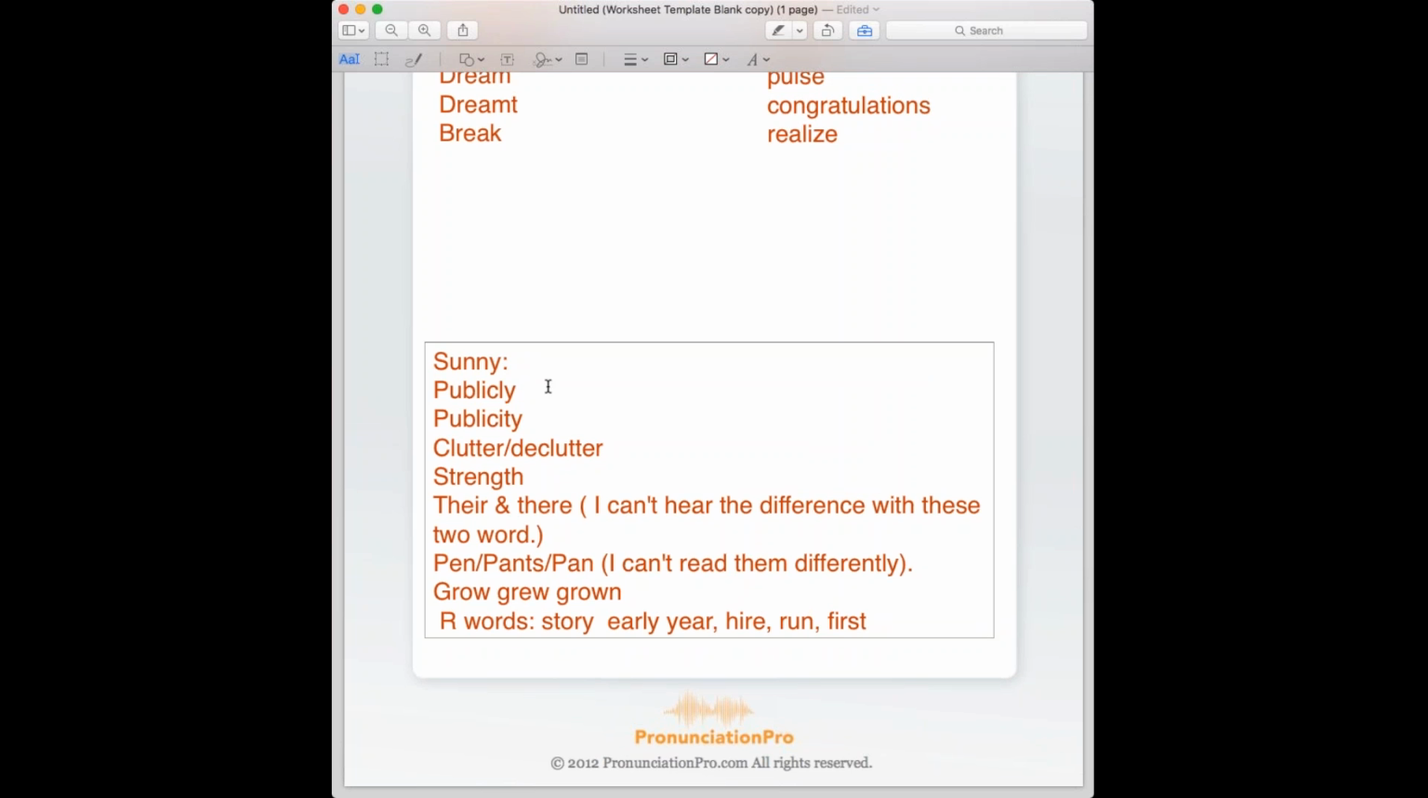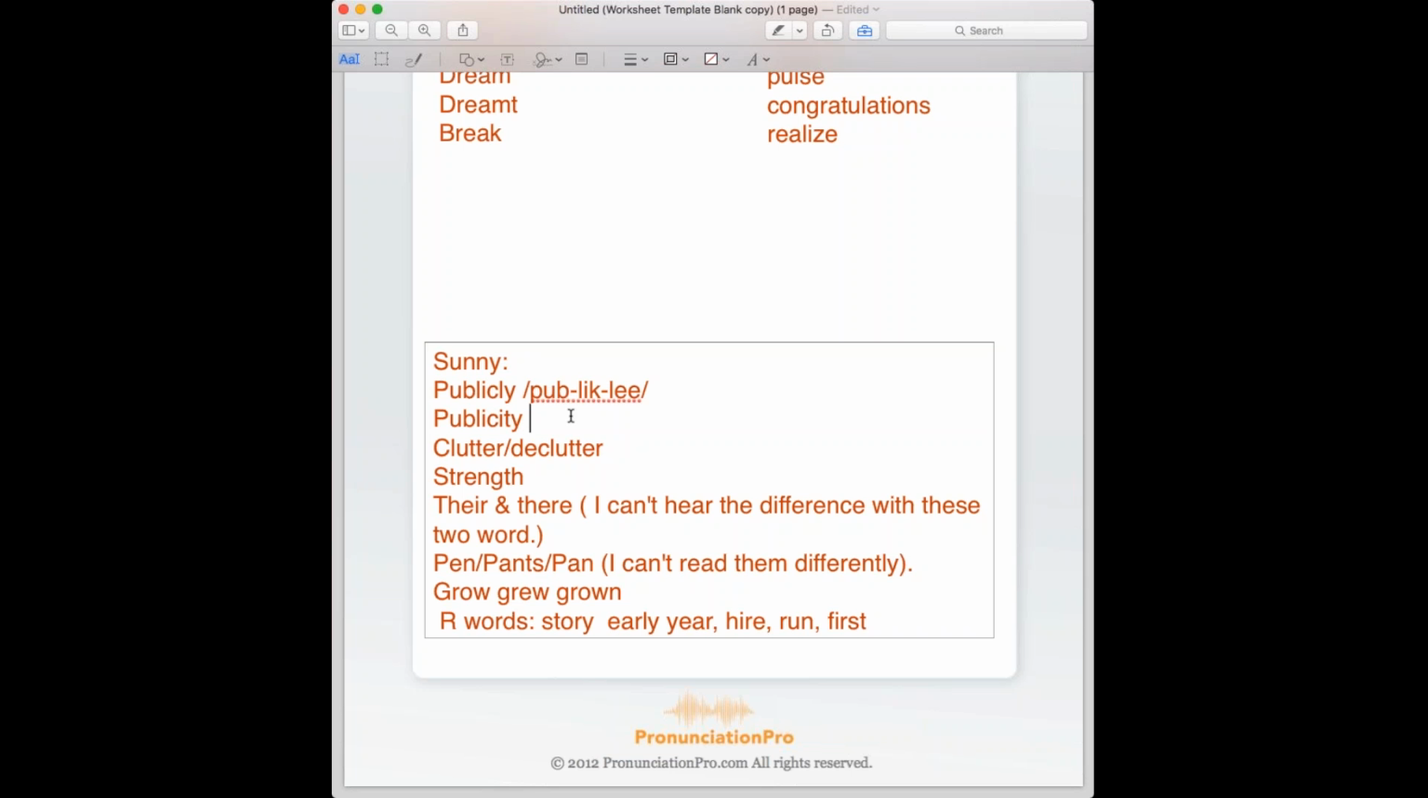Okay, so publicly and publicity, very similar looking words. Public is the root word. So publicly, say that for me. Publicly. Do it nice and clear, nice and loud. Publicly. Got to get that K in there. Publicly. Get that lick. Public. Publicly. So do this: lick. Lick. Lickly.